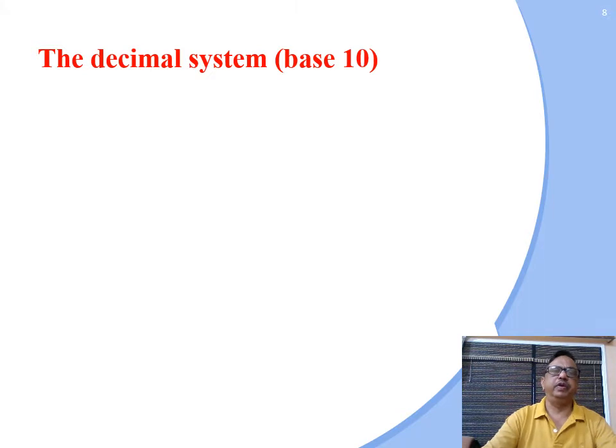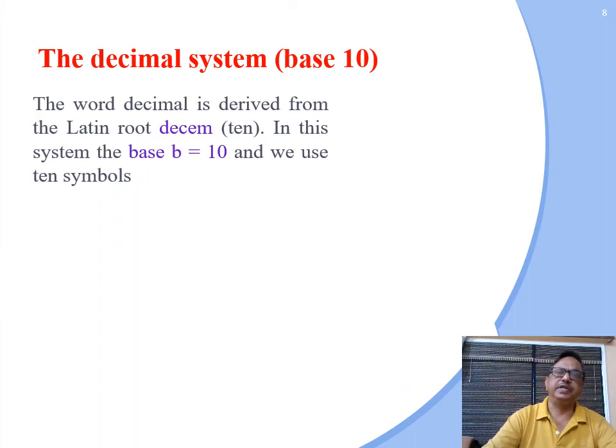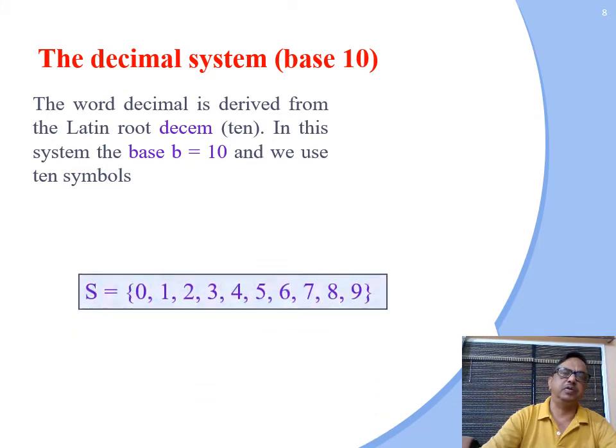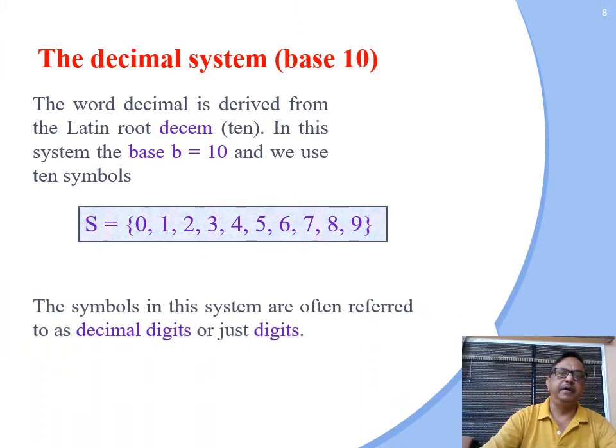So first we will know about the decimal number system. What is the formation of decimal number system we want to see. The decimal number system is derived from Latin root decem, which means 10, and the base of the decimal number system is 10 because it has 10 distinct symbols: 0, 1, 2, 3, 4, 5, 6, 7, 8, 9. And the symbols in this system are often referred to as decimal digits, or we call them digits.